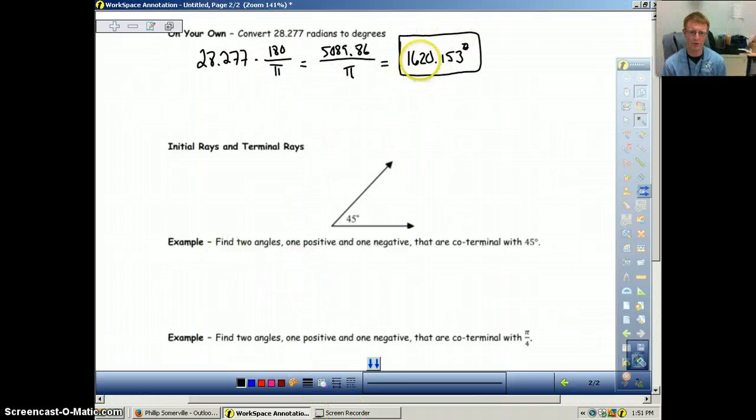So hopefully you got 1,620.153 or something close to that. You should have rounded to 3 decimal places here.